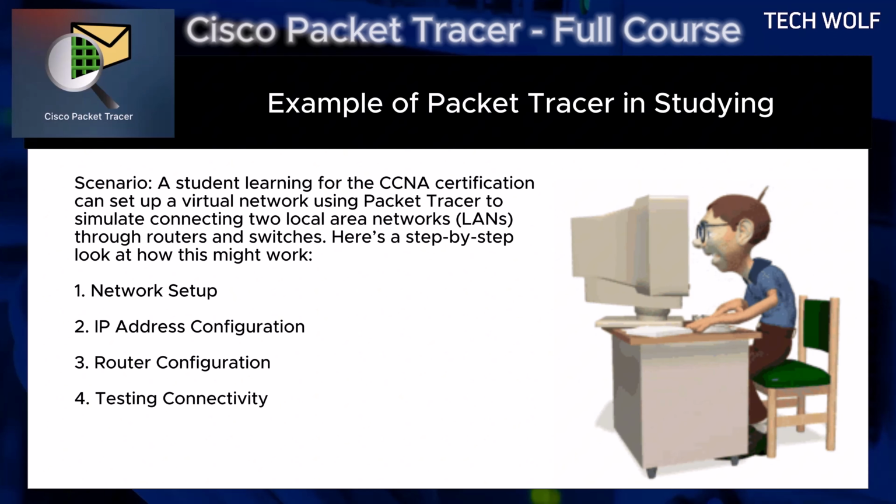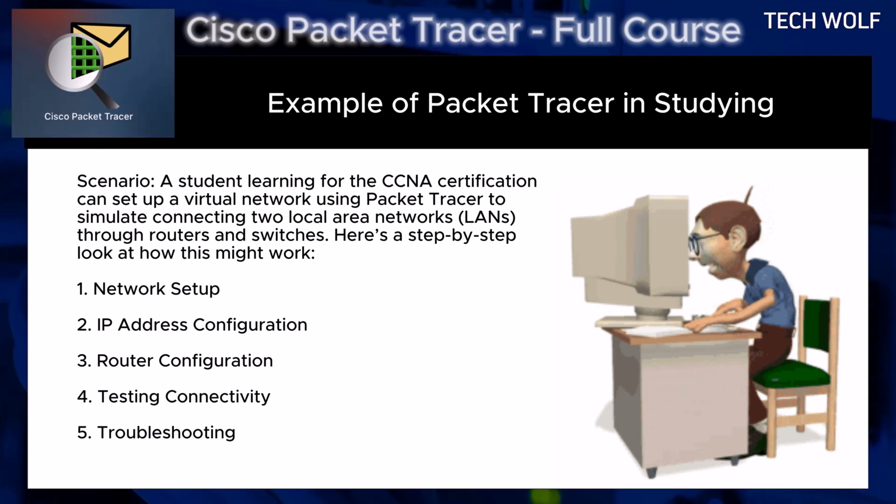And in step 4, testing connectivity, using Packet Tracer simulation mode, the student sends a ping from a PC in the first LAN to a PC in the second LAN. And Packet Tracer shows each stage of the packet journey, highlighting issues if the configuration is incorrect. And finally, troubleshooting. If there is an issue, the student can trace where the packet fails and adjust the configuration as needed, learning from the real-time troubleshooting. This hands-on experience is invaluable in mastering network design, configuration and troubleshooting techniques without using physical network hardware.